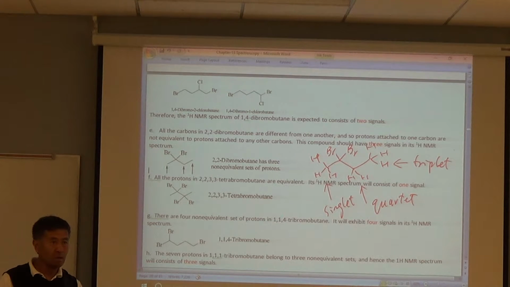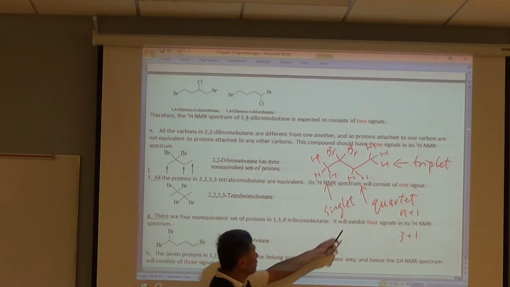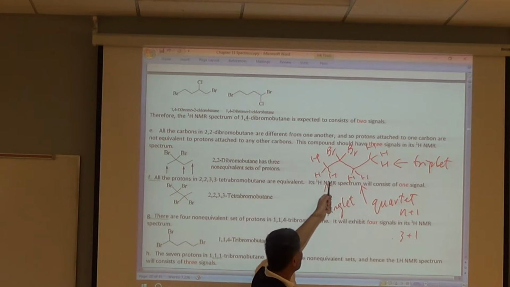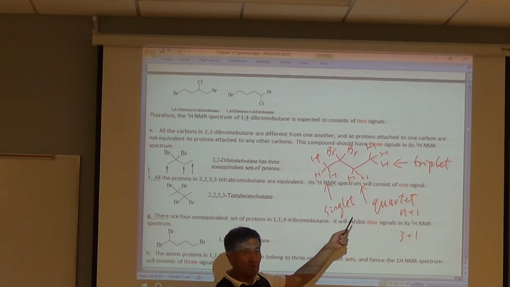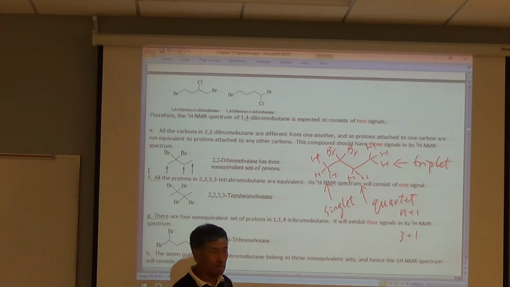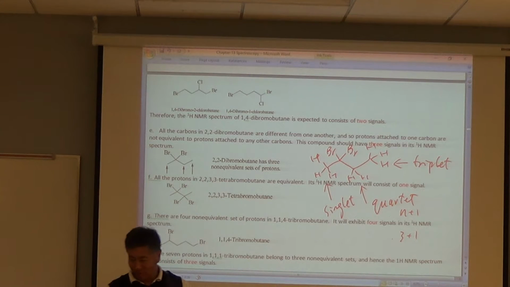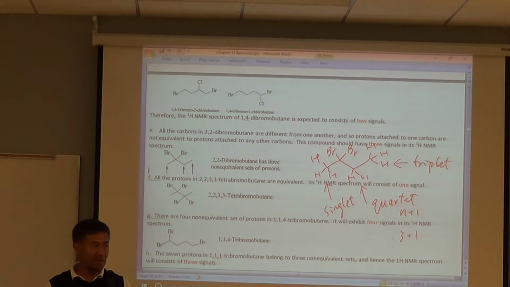Why is that a quartet? Is there 2 hydrogens? Quartet means the n+1 rule, so the nearby H is 3. And those 3 come from not this three. This three is 4 chemical bonds away, so it will not split. So zero plus one, it's zero nearby.